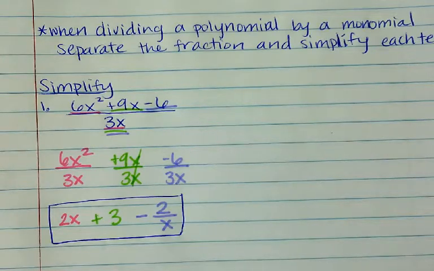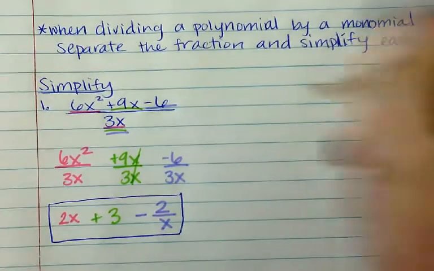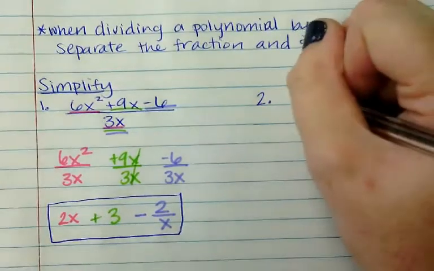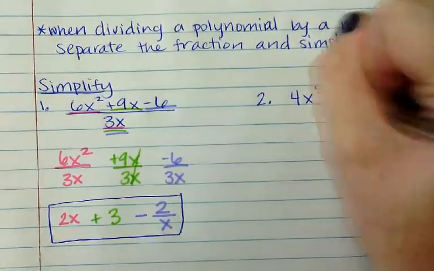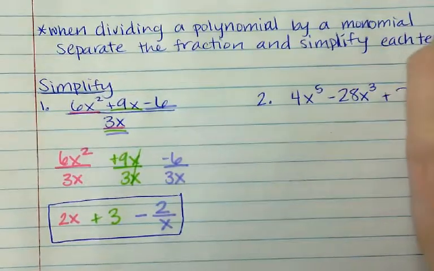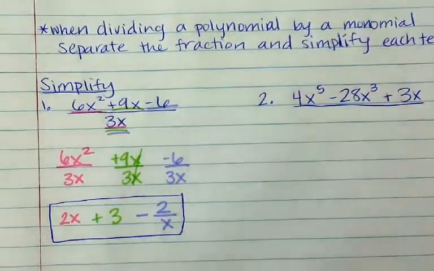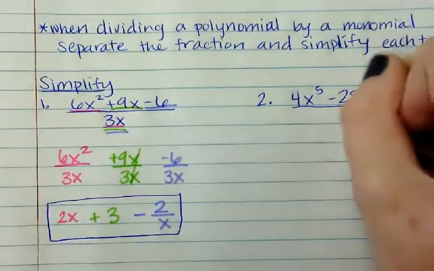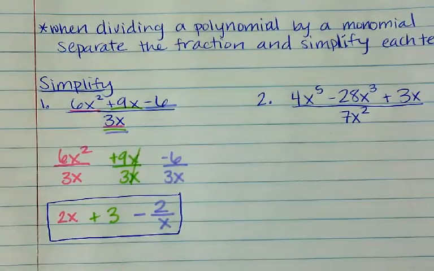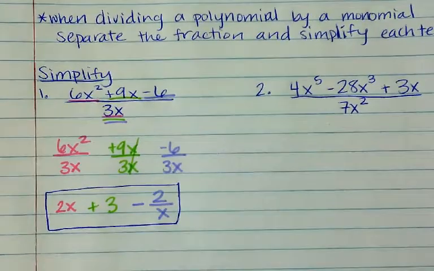Okay, let's do another example here. So our second example I'm going to write out is 4x to the 5th minus 28x cubed plus 3x all over, let's do 7x squared. Y'all good with that? Okay, so we have 4x to the 5th minus 28x cubed plus 3x over 7x squared.